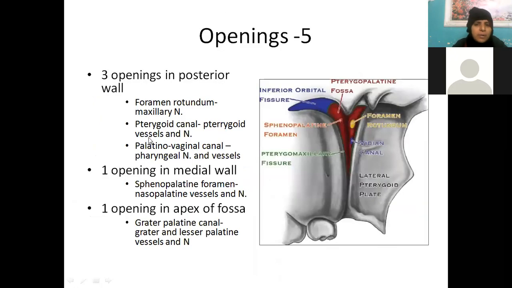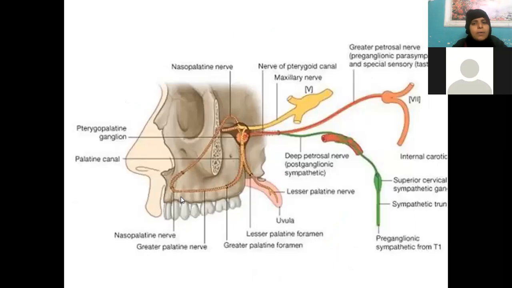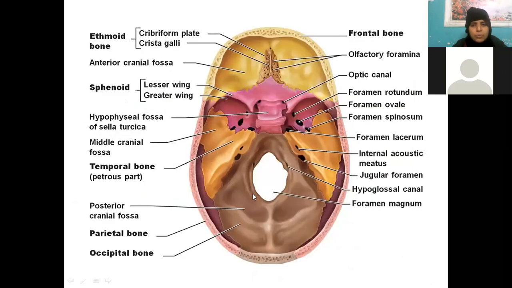So it has 5 openings: 3 openings in the posterior wall and 1 opening in the medial wall. Nobody will ask you this, don't worry. Now you have a ganglion here with the same name, that is the pterygopalatine ganglion. That is the important content which you should know.